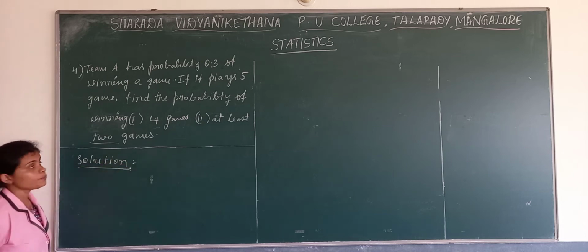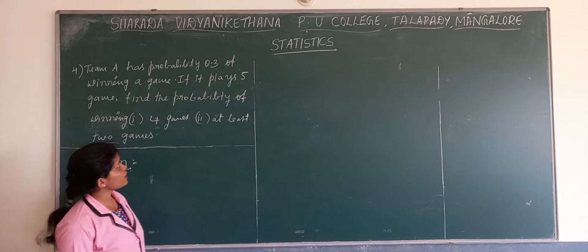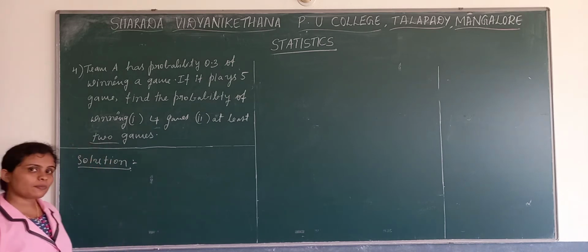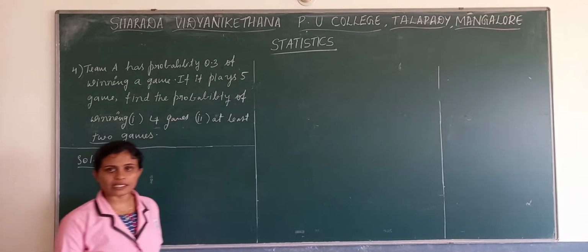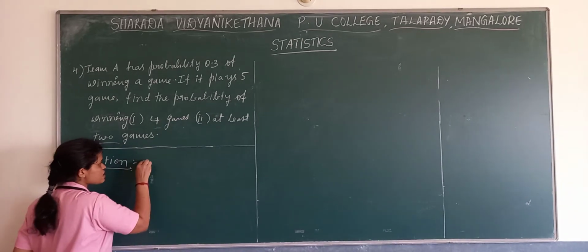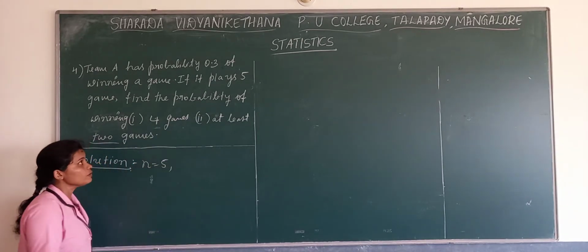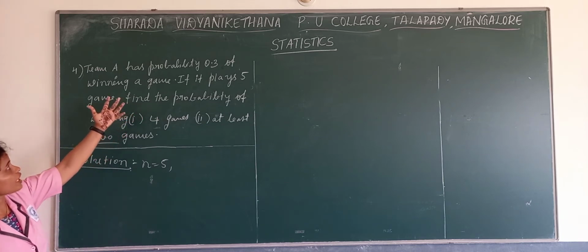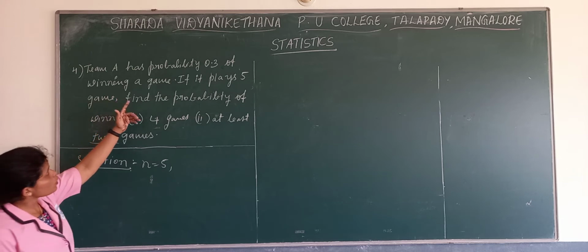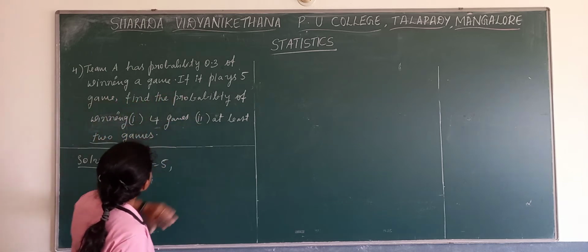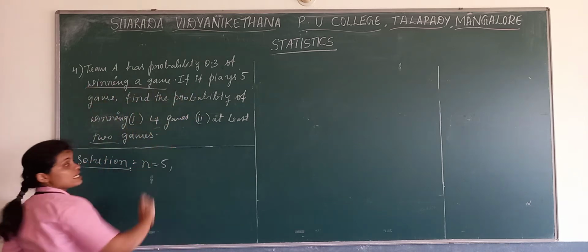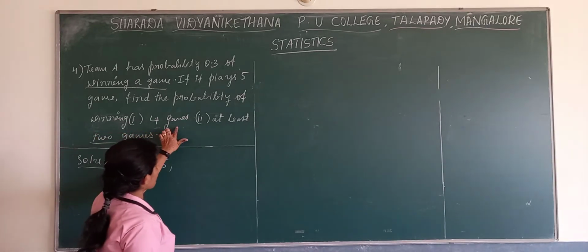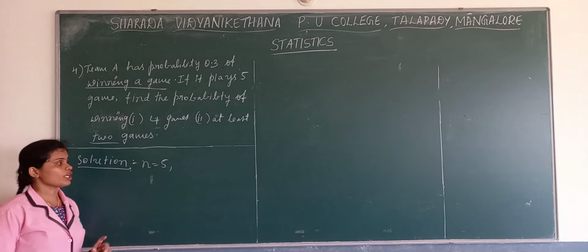Now identify what is the value of N there. Here, if it plays 5 games, how many games are they playing totally? 5 games. So N is equal to 5. And what probability, what proportion have they given? Team A has probability of 0.3. The winning proportion they have given as 0.3. See, the question is also winning 4 games and at least 2 games.